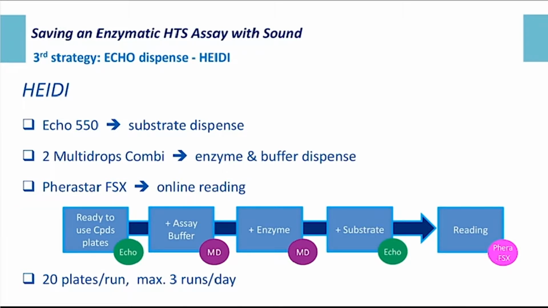So the Echo 550 will be dispensing the substrate. The two multidrop combi will dispense enzymes and buffer for the refill. And as we've got a reader online, we removed the stop step that was part of the line in the second pre-screen. With this new design of the assay, we were able to run up to 60 plates a day. And I will present you now the result of the third pre-screen.